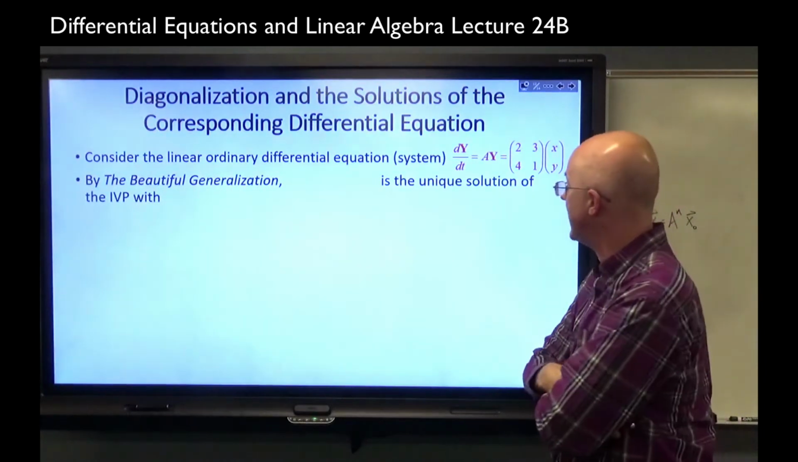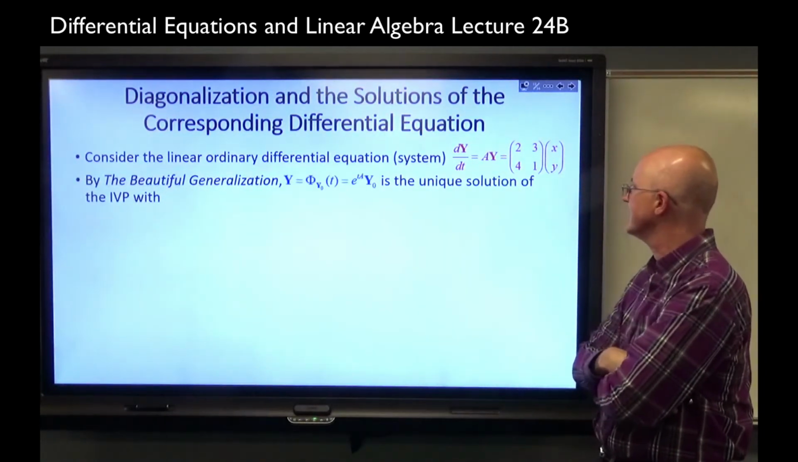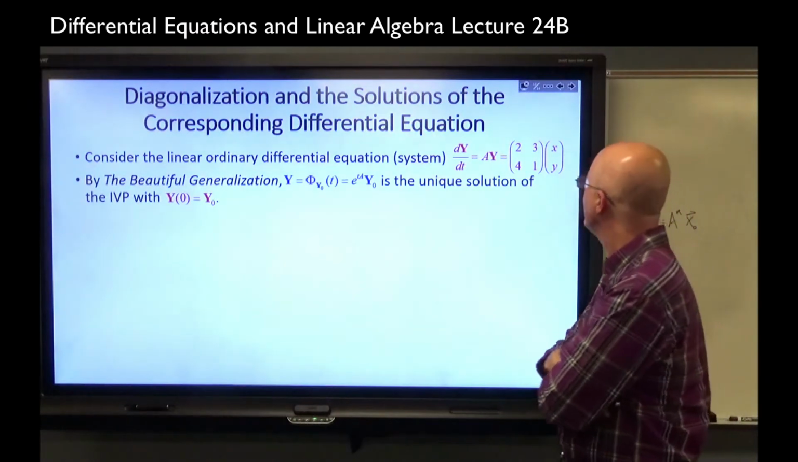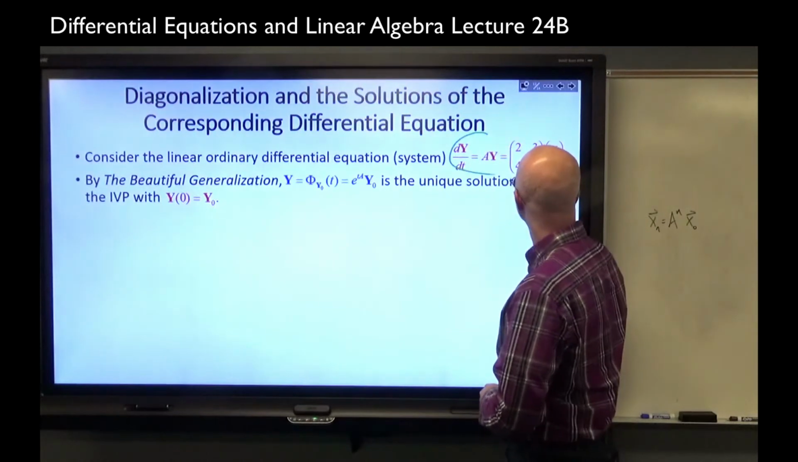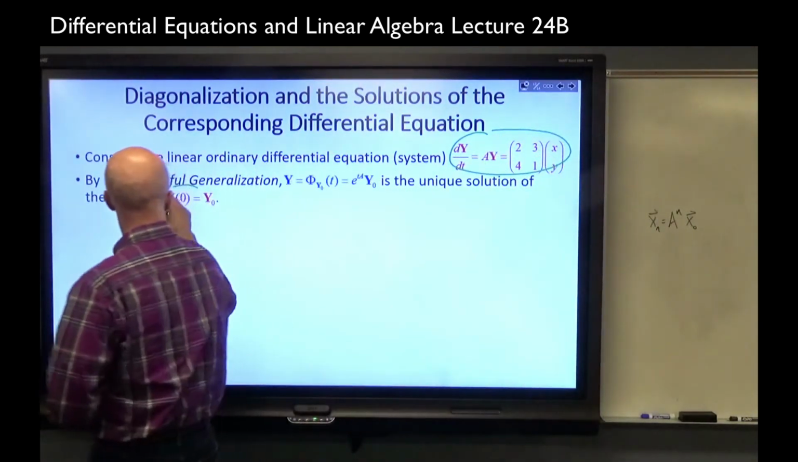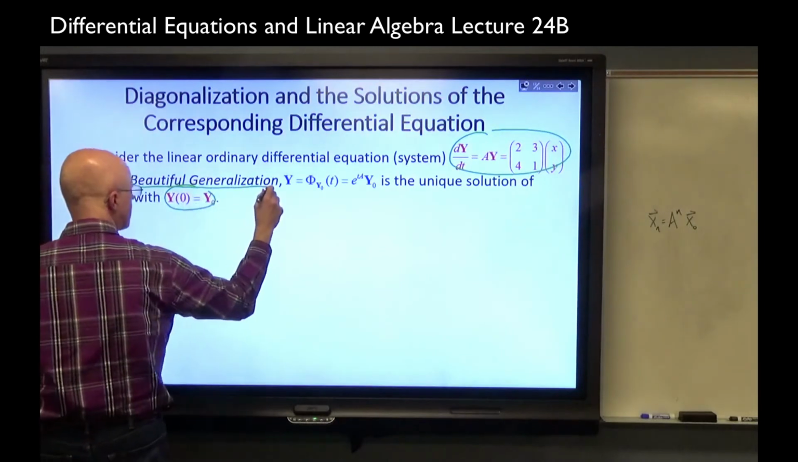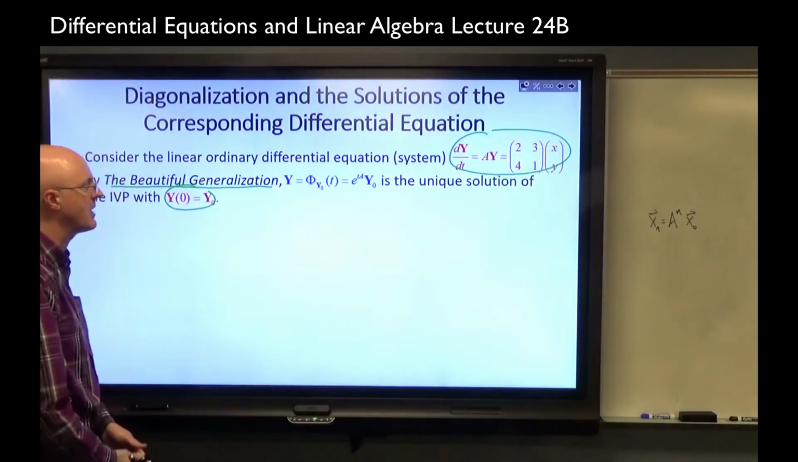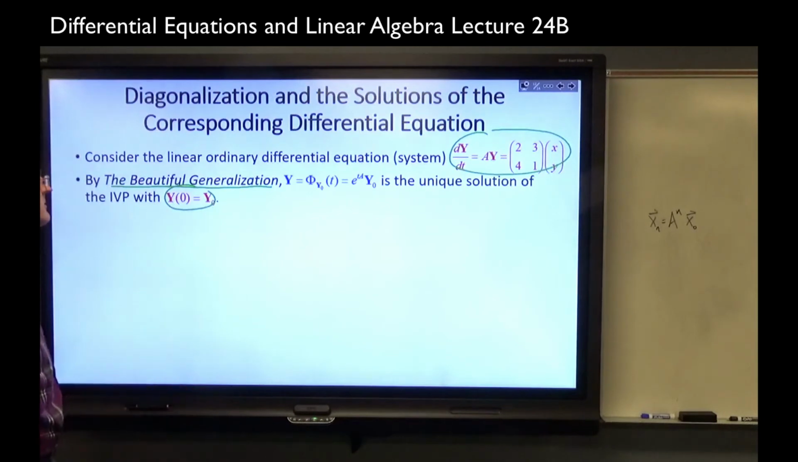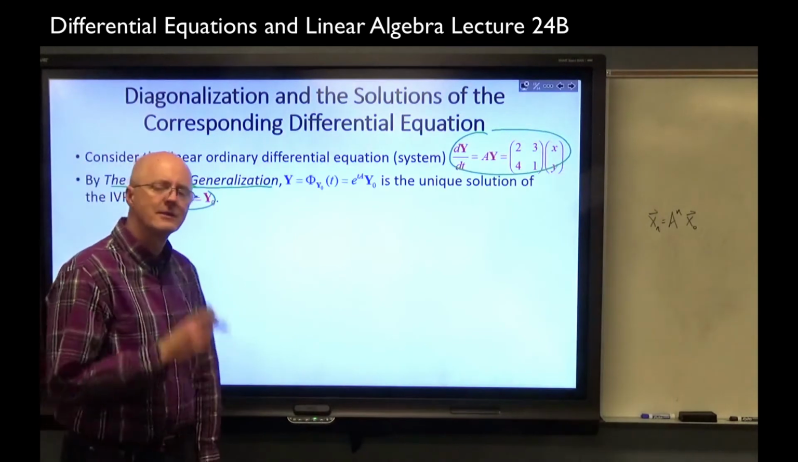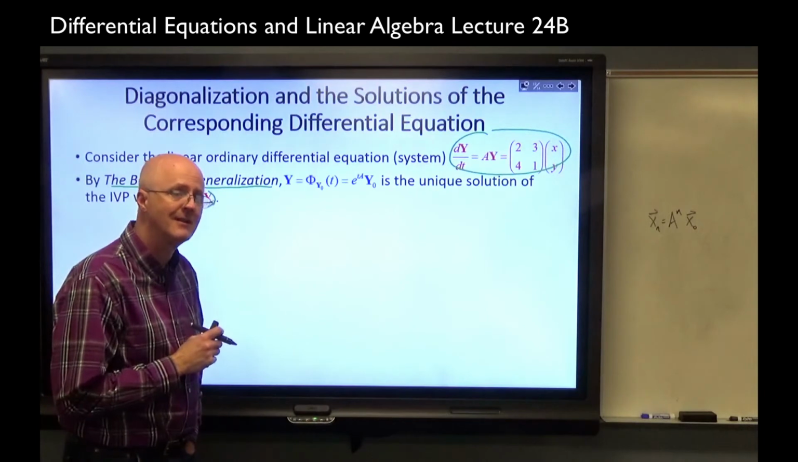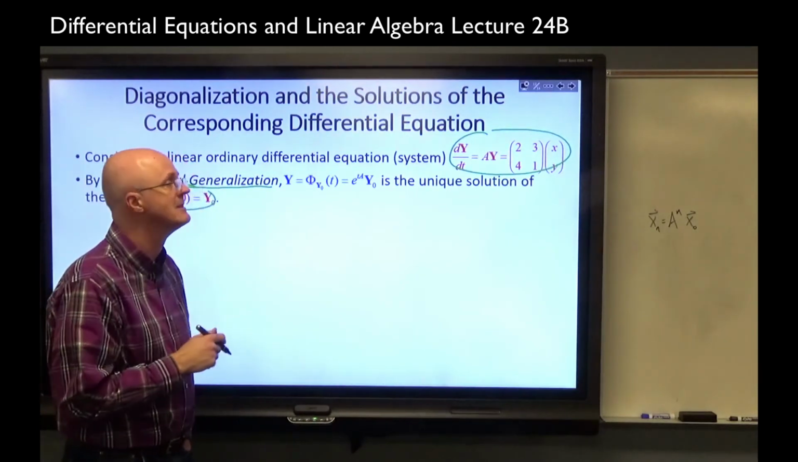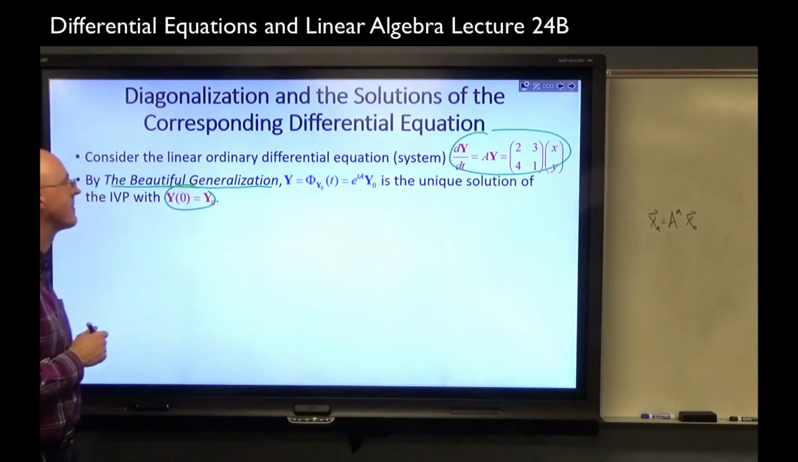By the beautiful generalization, that's the unique solution of this IVP, which consists of this differential equation plus this initial condition. The beautiful generalization, remember that's my name for the property that I'm talking about here. I think it's just so beautiful, so I call it the beautiful generalization. There's a discrete form, difference equation version of the beautiful generalization as well, that I actually even just used over there. So you may want to think about what that is.